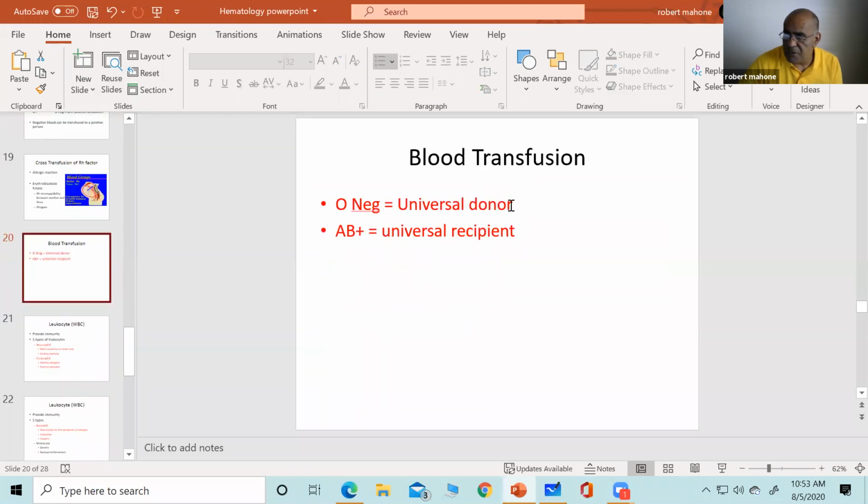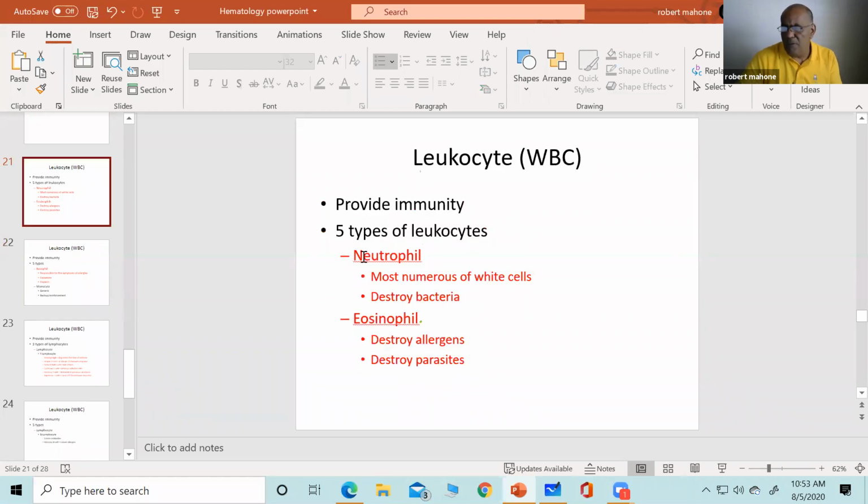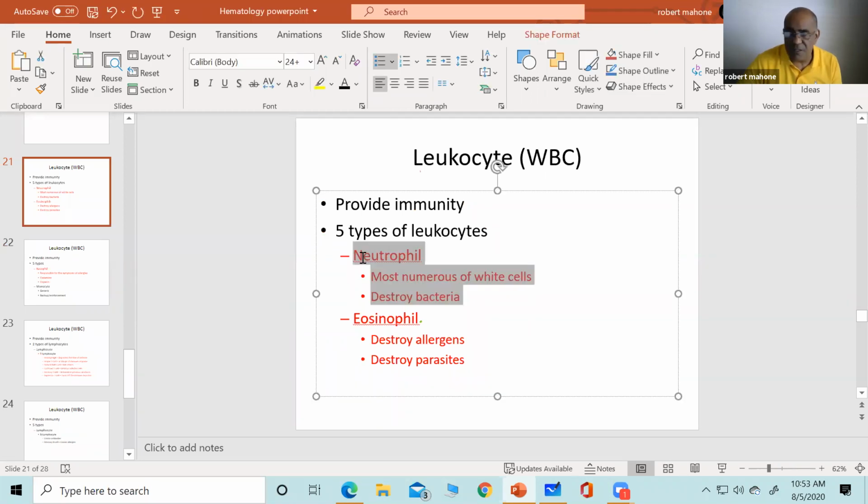O negative is a universal donor. AB positive is the universal recipient. The 5 types of white cells and what they do. Name the white cell that is responsible for destroying bacteria. Name the white cell that's responsible for destroying allergens and parasites.